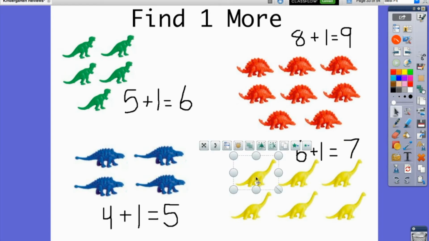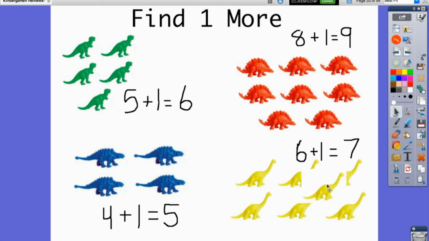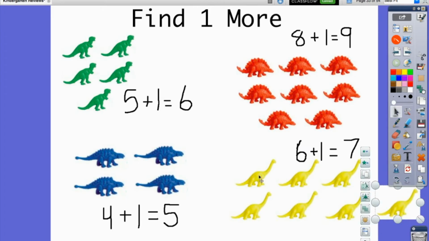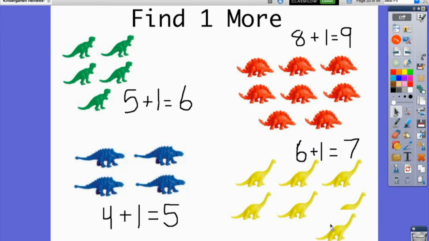Let's count and make sure. So I'm going to make 1 more dinosaur right here. Here's our other dinosaur. We had 6 to begin with, and now we have 1 more. So let's count. How many dinosaurs do we have when we add 1 more?